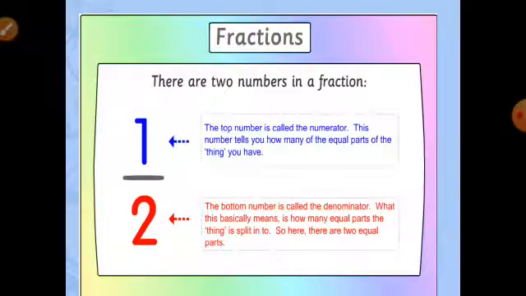Okay, so now we are going to formally introduce the fraction as we have just learnt a few seconds before. The fraction is showing a part of a whole, but a fraction has 2 numbers, one top number and one bottom number. This blue color one, that is the top number, which is called the numerator. Okay, and this number tells you how many of the equal parts of the thing you have.